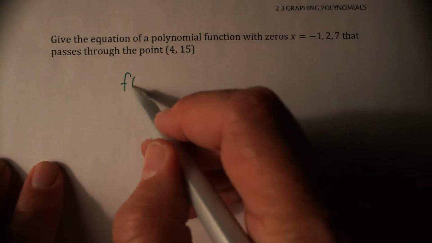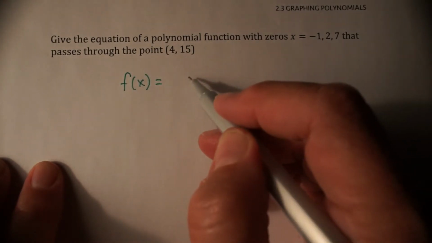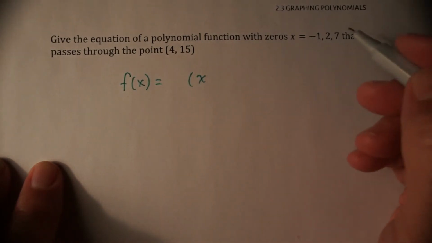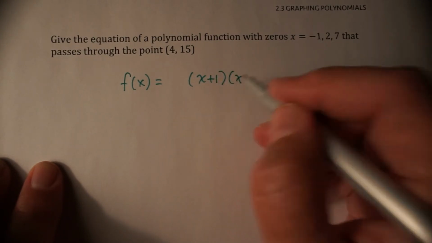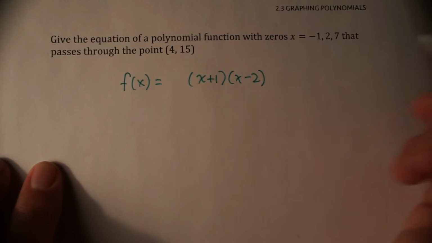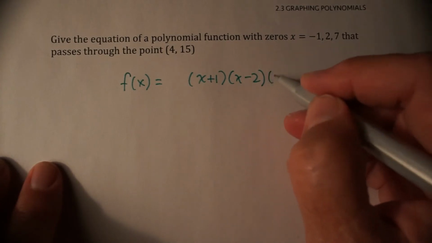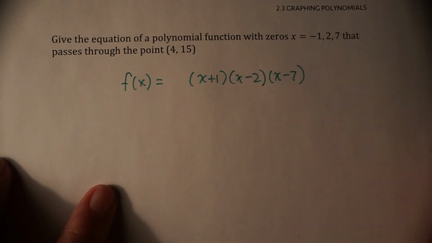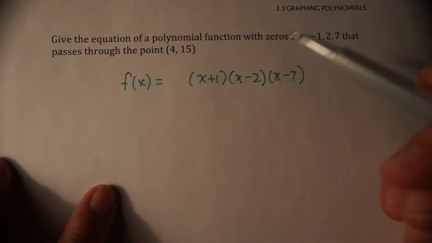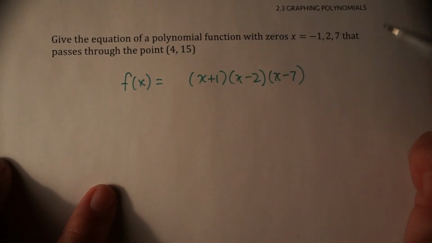the factored form. And we go, okay, f of x equals x plus 1 to get a 0 at -1, x minus 2 to get a 0 at 2, and x minus 7 so that I can have a 0 at 7. So there's all the zeros taken care of. But now it tells us it has to pass through this specific point, (4, 15).